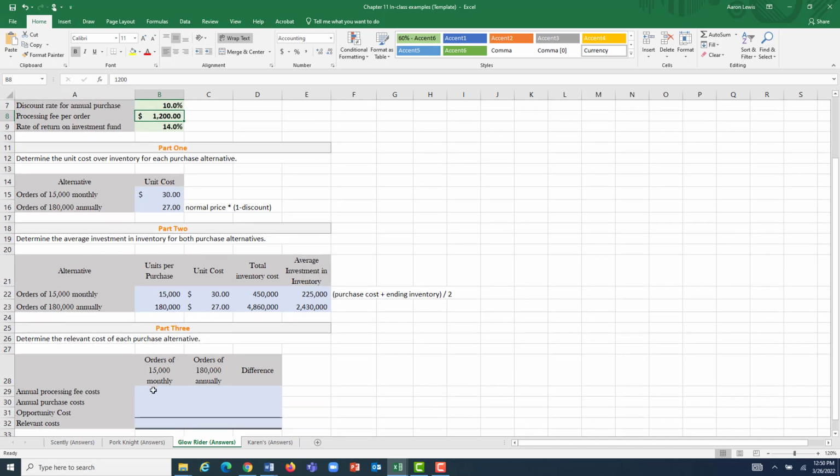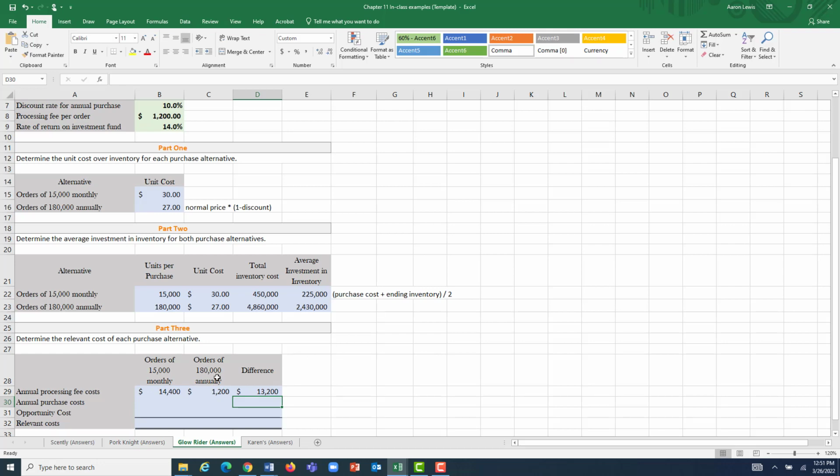It's flat, which means ordering annually saves us a ton in processing fee costs. What do we pay under these 2 alternatives? Well, if we purchase monthly, we have to pay that $1,200 processing fee every month, so we pay it 12 times during the year. We'll spend a total of $14,400 in annual processing costs. If we order just one big purchase annually, we only pay that $1,200 once, because we're only making one big order. Therefore, if we continue to order monthly, as we are right now, we're going to spend $13,200 more on processing costs than we would if we make that one big annual purchase.